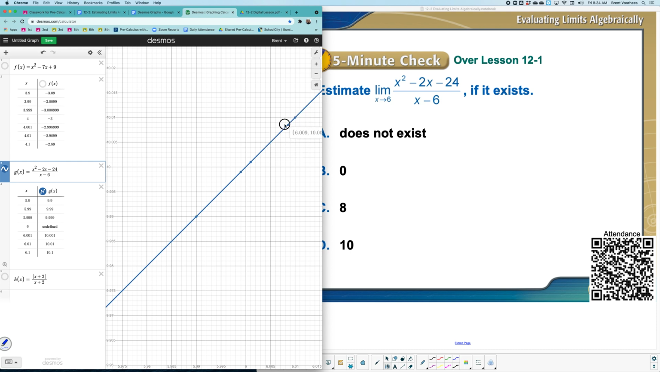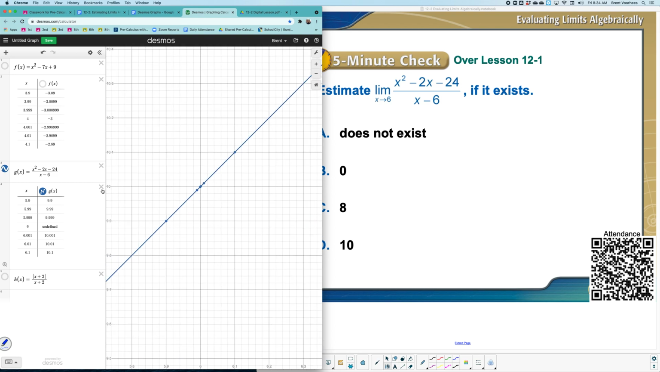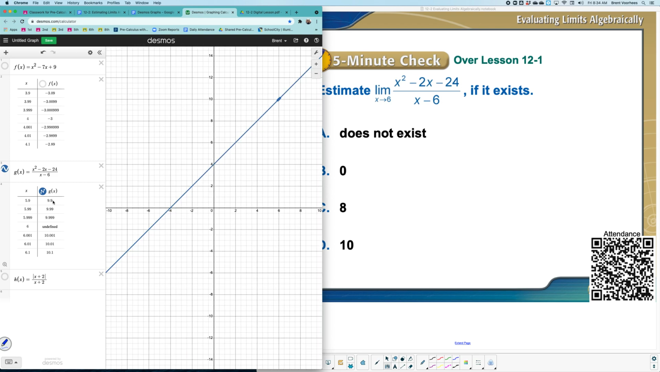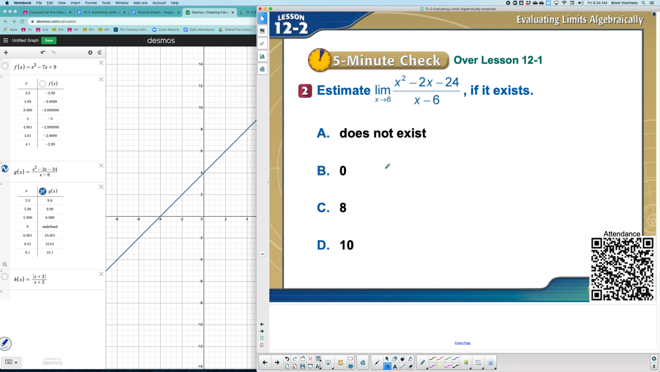As we approach from the right towards the left, you'll see that when we get to 6, we are undefined. Even though the function is undefined at the value 6, the limit is not undefined. The limit approaches the value 10.